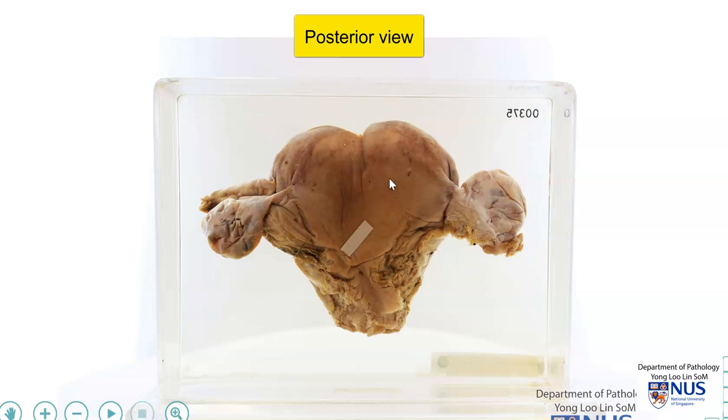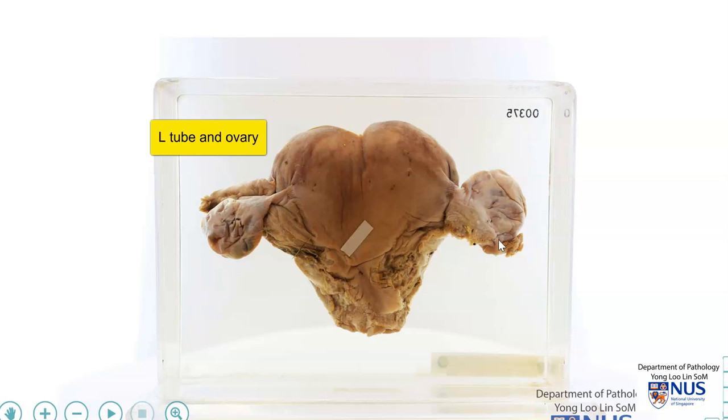This is the posterior view, and we're looking at the posterior serosal surface of the uterus. And again here we have the left fallopian tube, the left ovary, and we have the right ovary here and a little bit of the right fallopian tube at the fimbrial end that is visible.